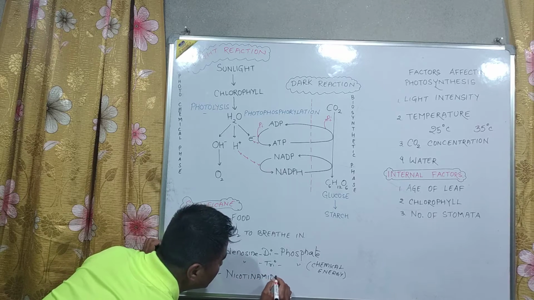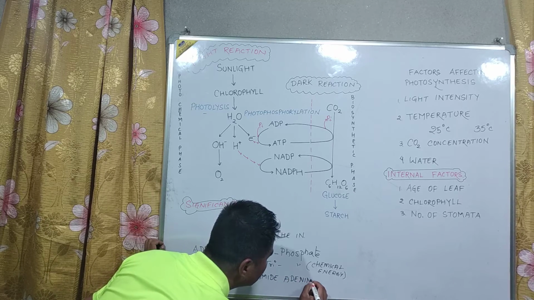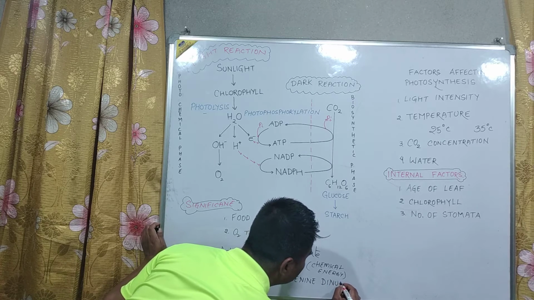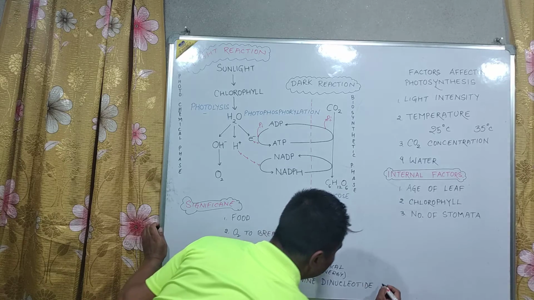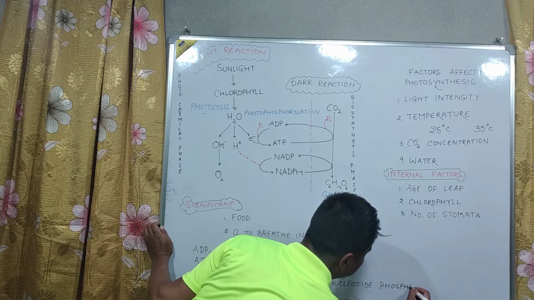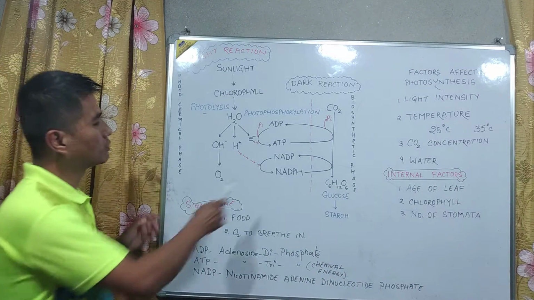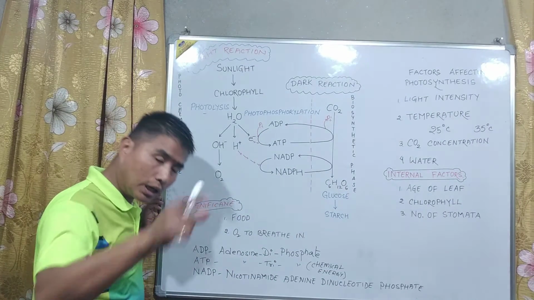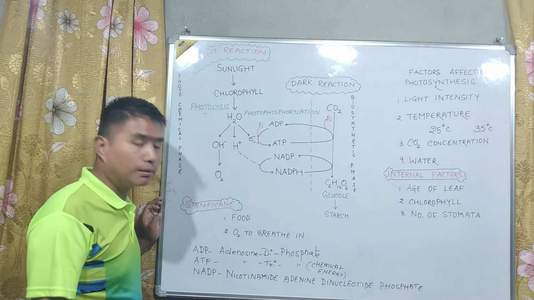Nicotinamide adenine dinucleotide phosphate. Okay. So what is the full form of NADP? Nicotinamide adenine dinucleotide phosphate. Again, the question might come in section A. Okay, expand the following. So NADP might come there.